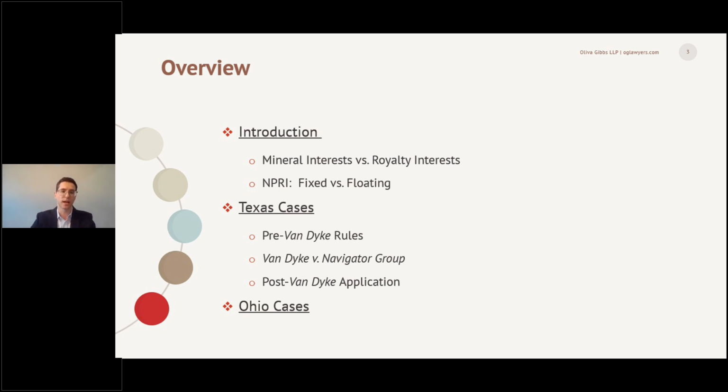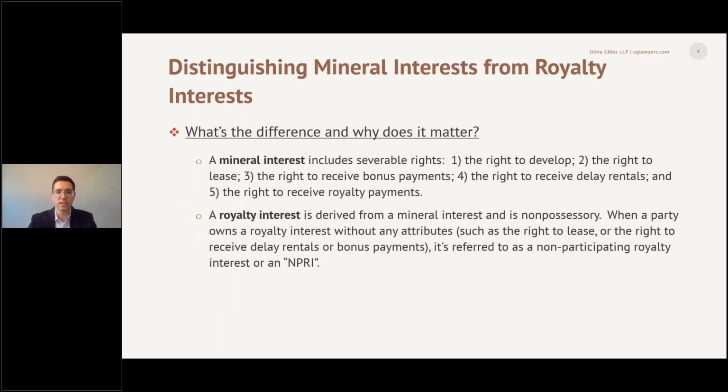So starting with the basics here, what's the difference between a mineral interest and a royalty interest, and why does it matter? A mineral interest is going to include 5 severable rights. These are commonly referred to as the bundle of sticks. It's the right to develop, the right to lease, the right to receive bonus payments, delay rentals, and probably the most important, the right to receive royalty payments.